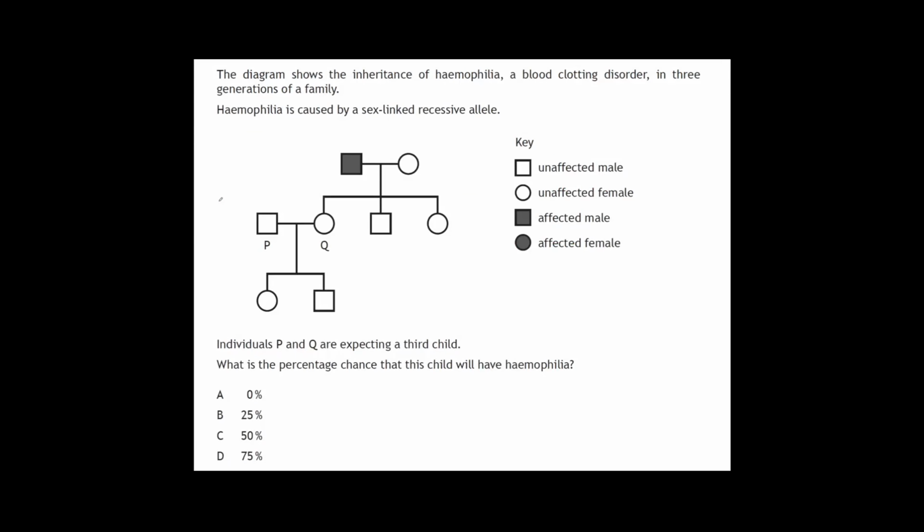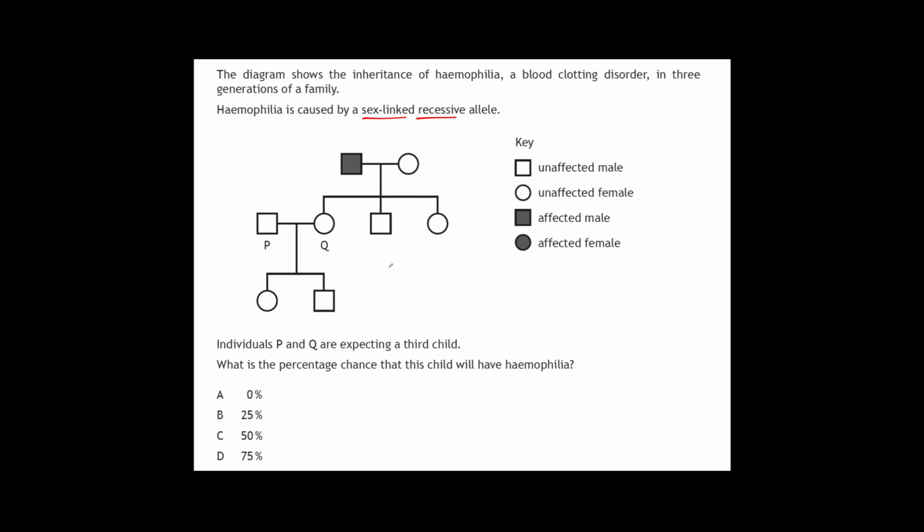Okay, and let's do this last one for good luck. This one says the diagram shows the inheritance of haemophilia, a blood clotting disorder, in 3 generations of a family. Haemophilia is caused by a sex-linked recessive allele. Okay, individuals P and Q are expecting a third child. What is the chance the child will have haemophilia?